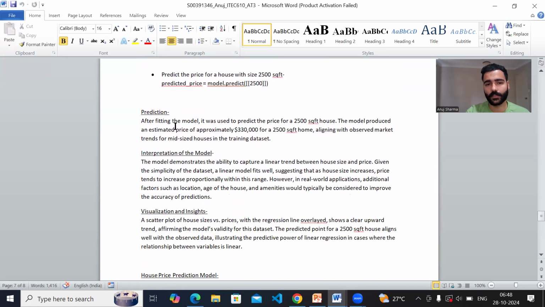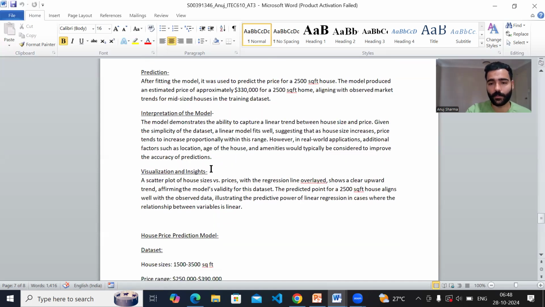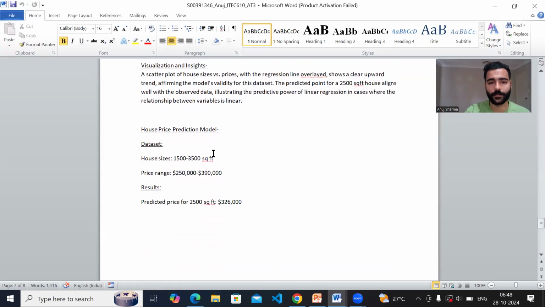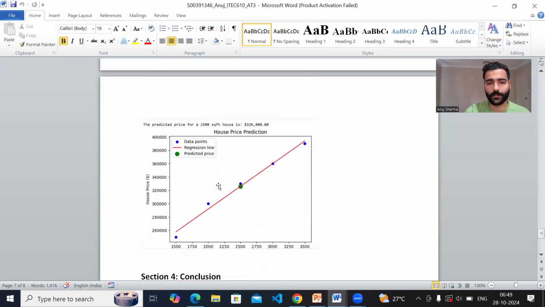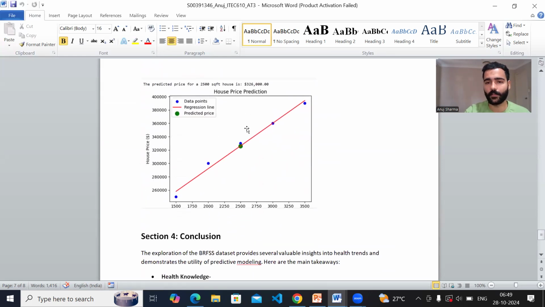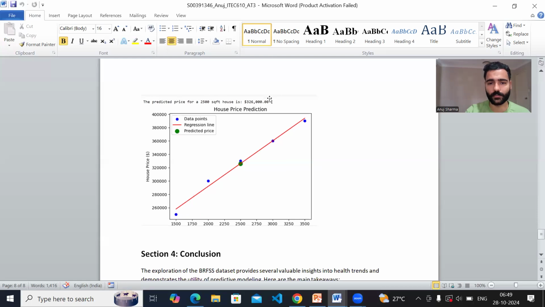In the prediction section, after fitting the model, it was used to predict the price of a 2,500 square feet house. The model produced an estimated price of approximately 33 lakh for a 1,500 square feet home, aligning with observed market trends for mid-size houses in the training data. A scatter plot is used for visualization and insights. So that is the result. The predicted price for a 2,500 square feet house is 3,26,000 Australian dollars. And that is our visualization of the price prediction.